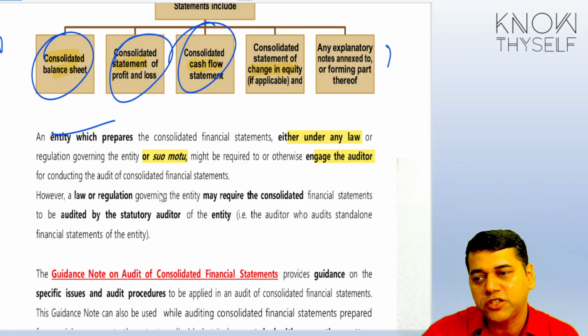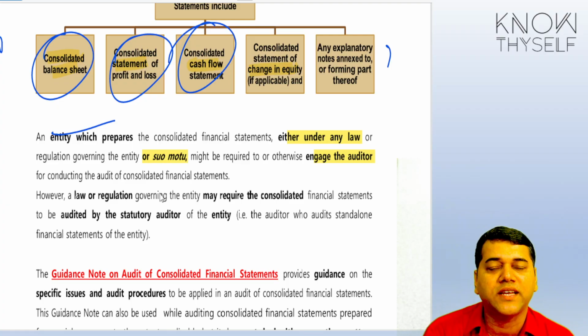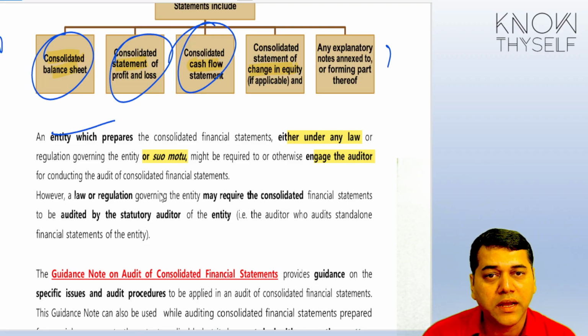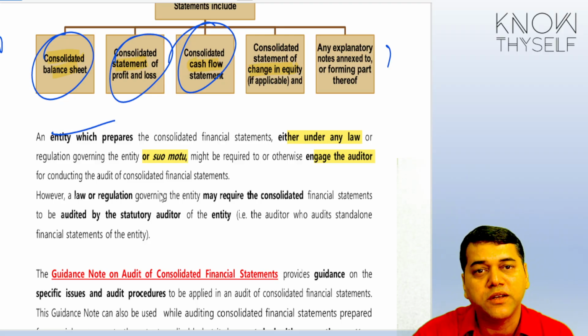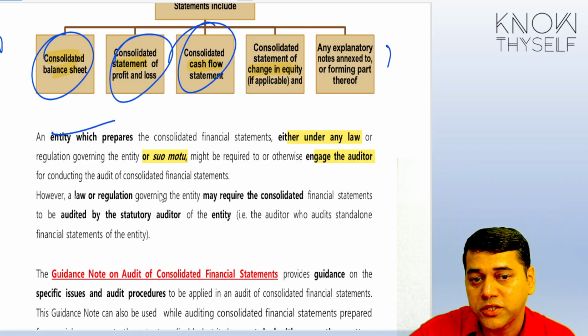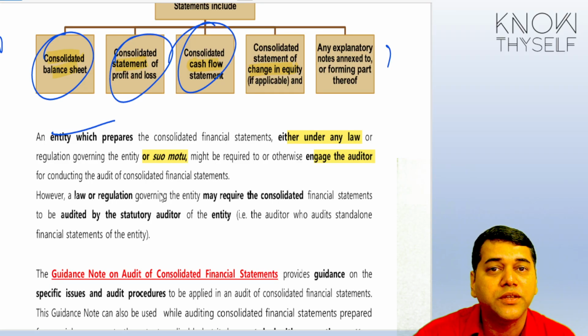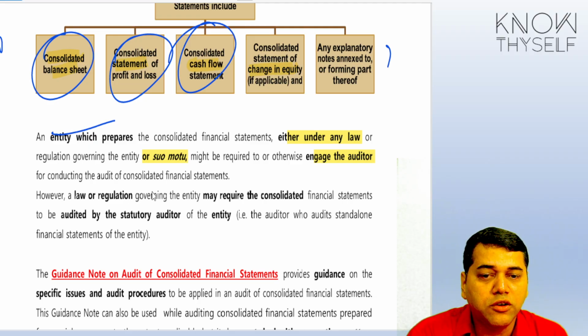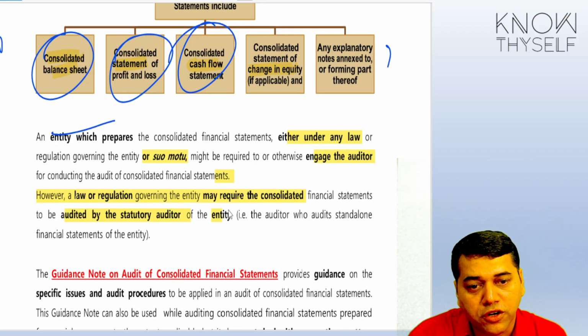So what they did, they shifted some toxic assets from their balance sheet and they got cash through that special purpose entity. Now, Ind AS 110 has become so strong that you don't exclude anything. Even a partnership firm is getting consolidated because it works on principles, on control. It doesn't say a subsidiary should be a company only. However, law or regulation governing may require the CFS to be audited by the statutory auditor of the entity.